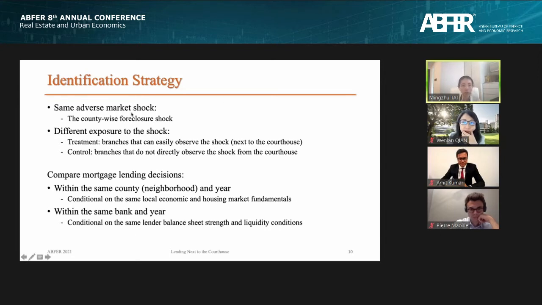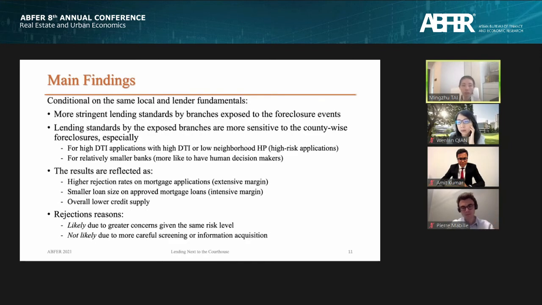So based on this strategy, here are the main findings in this paper. We find that conditional on the same local and lender fundamentals, first of all, the mortgage lending standards will be more stringent if they are made in those branches that are directly exposed to the foreclosure events, the branches located right next to the courthouse, such that people can observe the foreclosure auction events. And furthermore, such a difference in terms of the lending standards is not a simple static difference. Instead, it is actually driven by the differences in the sensitivity to the county-wide foreclosures.